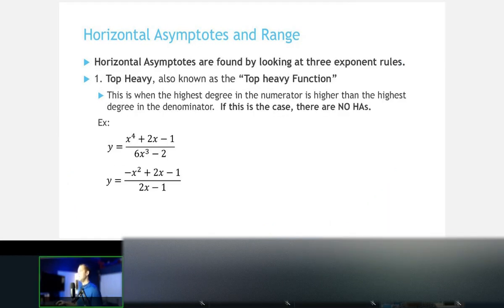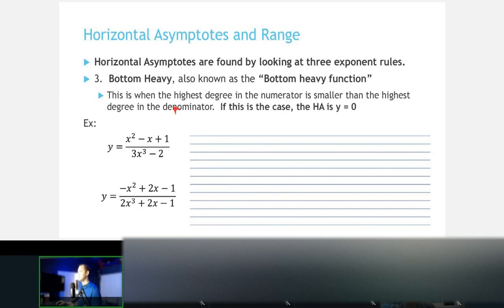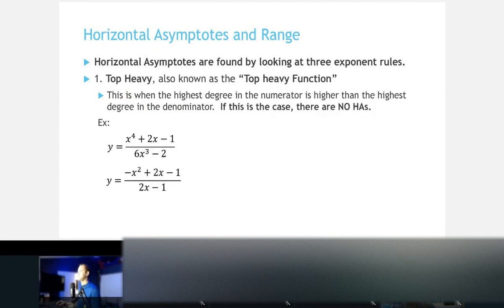All right. So we have 3 scenarios. When calculating HAs, we have it when our function is top heavy, when our function is even, and when our function is bottom heavy. So let's go back and explain what top heavy, even, and bottom heavy mean.